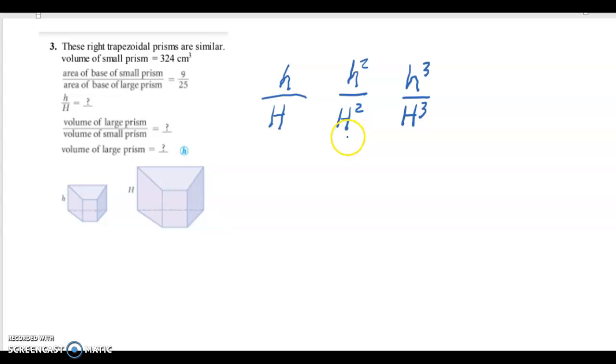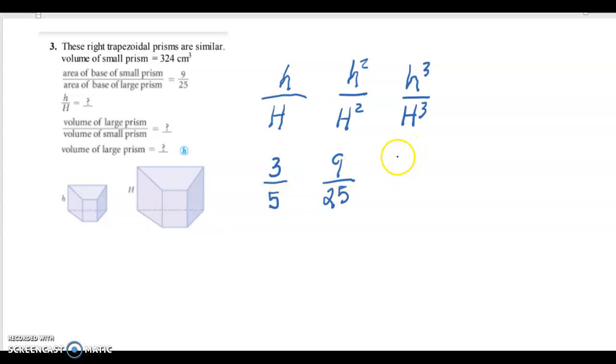What we are given is the area relationship. We are given 9 over 25 is the ratio between these similar figures as to one of their area dimensions. They gave us the area of the base. Knowing that, a single dimension, a side dimension, an edge dimension would be 3 to 5. Knowing that if small h squared is 9, then h must be 3. If large h squared is 25, then large h must be 5.